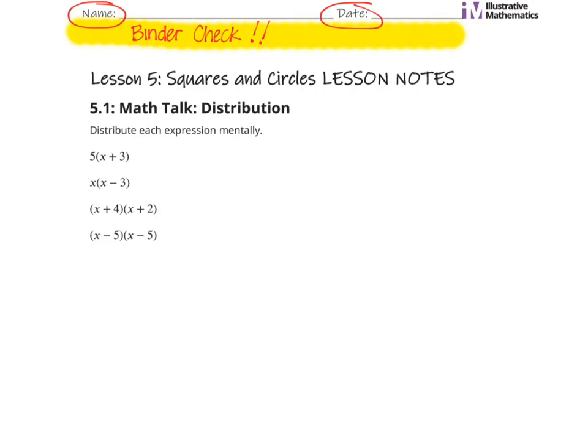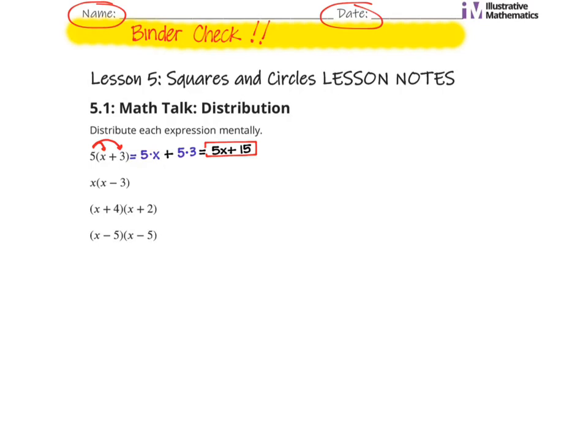So this first part of our lesson is kind of a review of distribution property that you learned in Algebra 1. And so we're distributing that 5 over the binomial x plus 3. And you end up with 5 times x plus 5 times 3, which then simplifies.